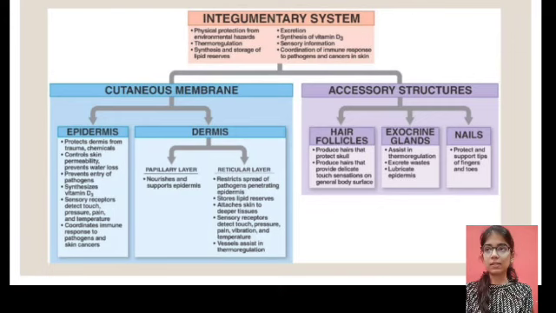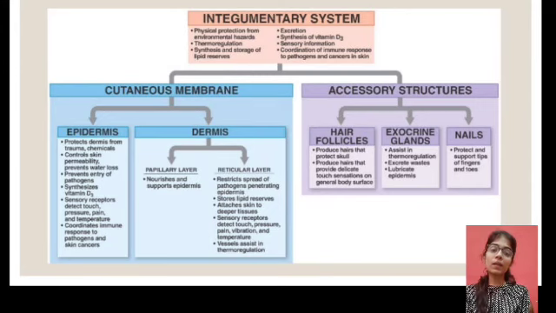So, epidermis. Epidermis protects the dermis from chemicals or trauma. It also controls the skin permeability. It mainly helps in the synthesis of vitamin D3. It has sensory receptors and it coordinates with the immune response for the pathogens which enter the body.